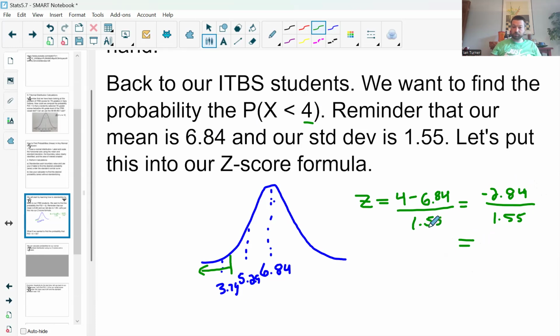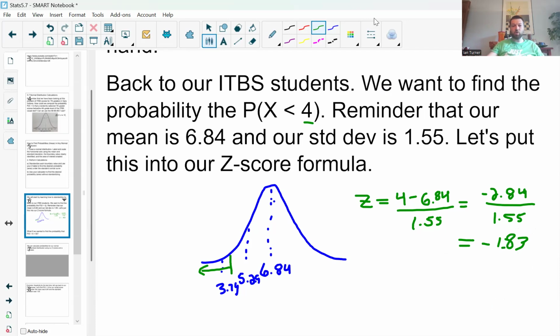So if that worked correctly. Hold on. Momentito, muchachos. Yeah, there we go. So we get negative 1.83. Okay. And you want to go 2 decimals because that's how far the z table goes. Okay. So we get negative 1.83.